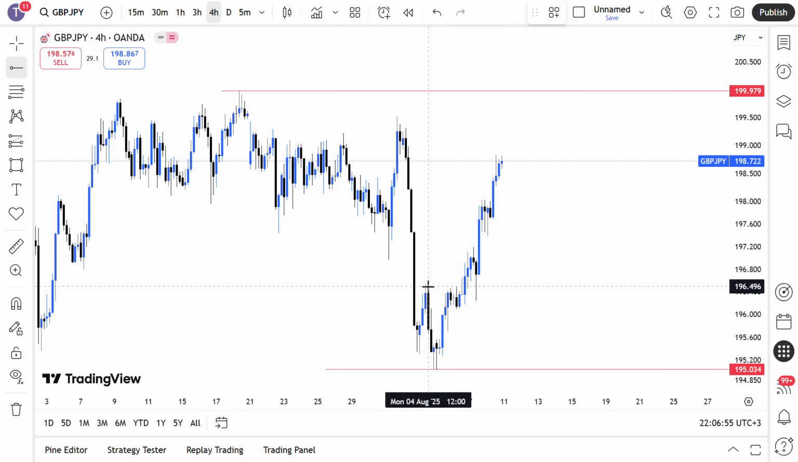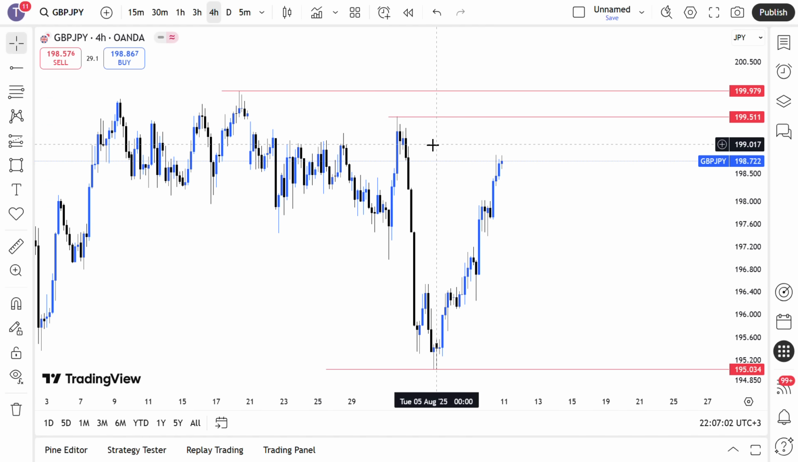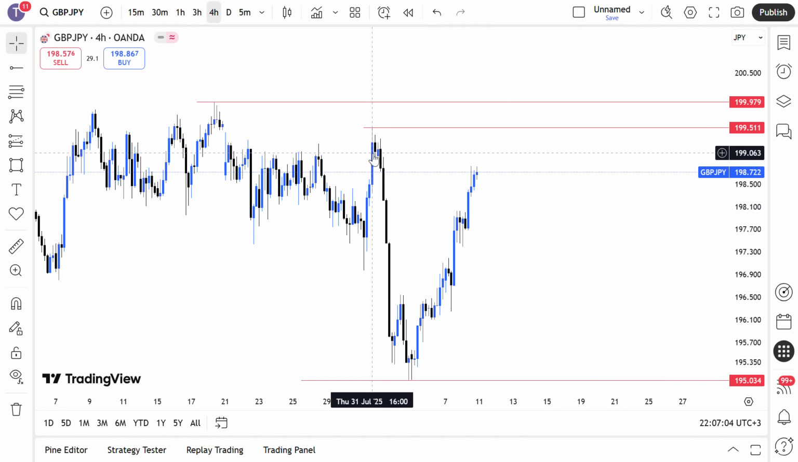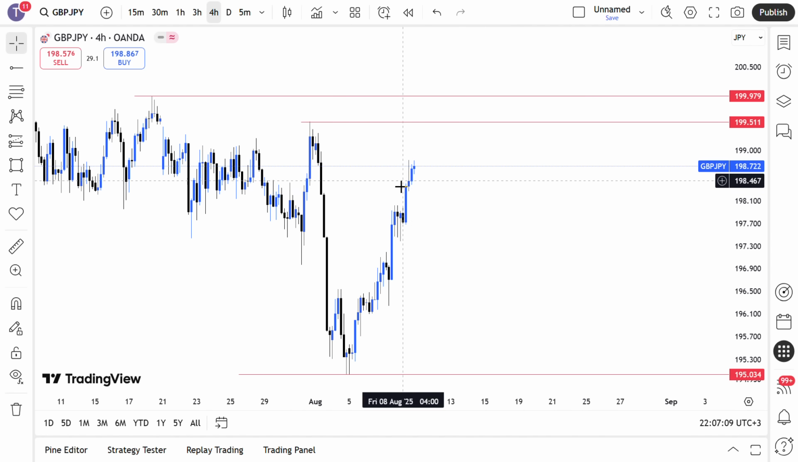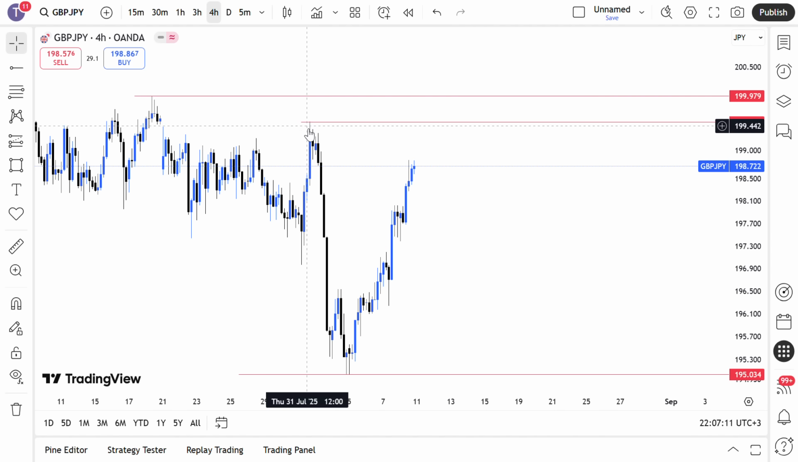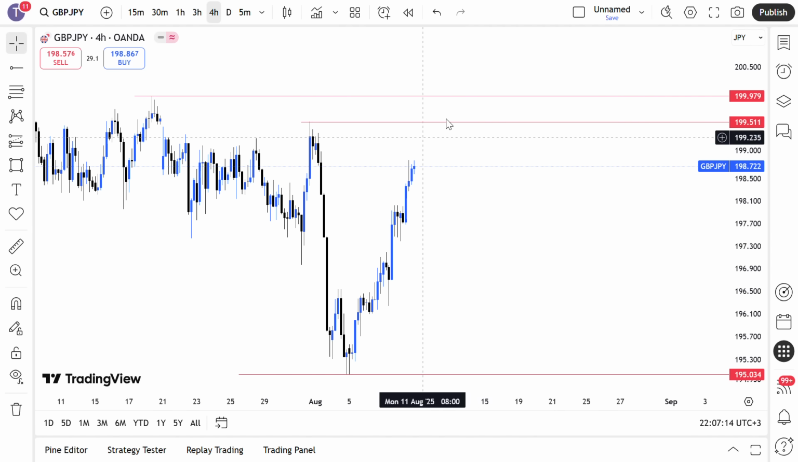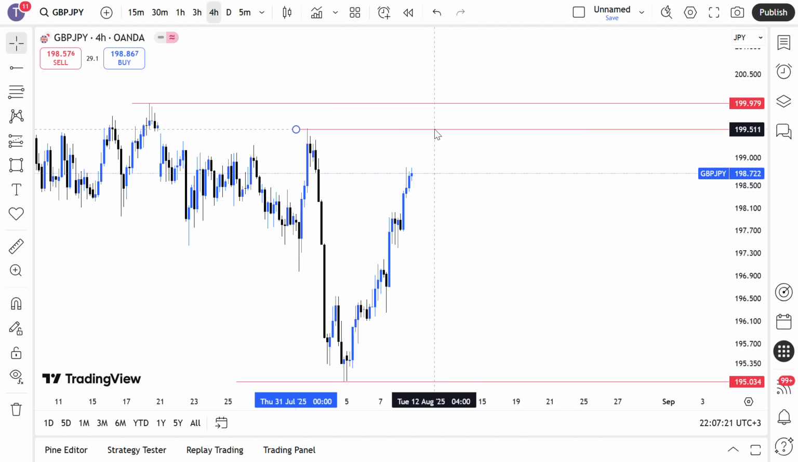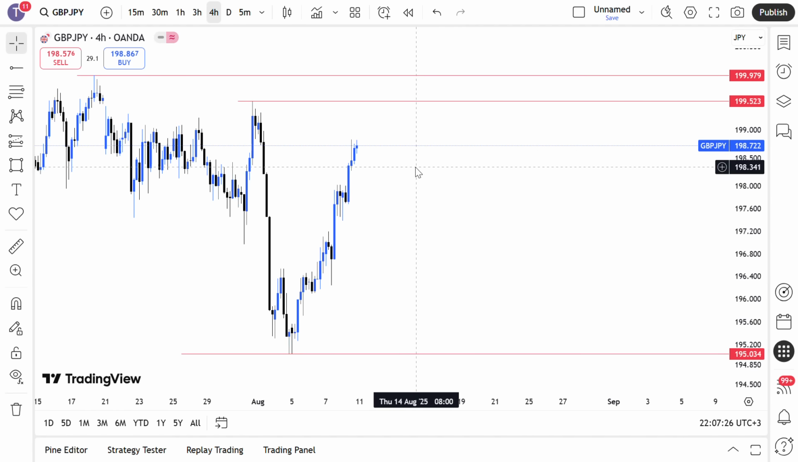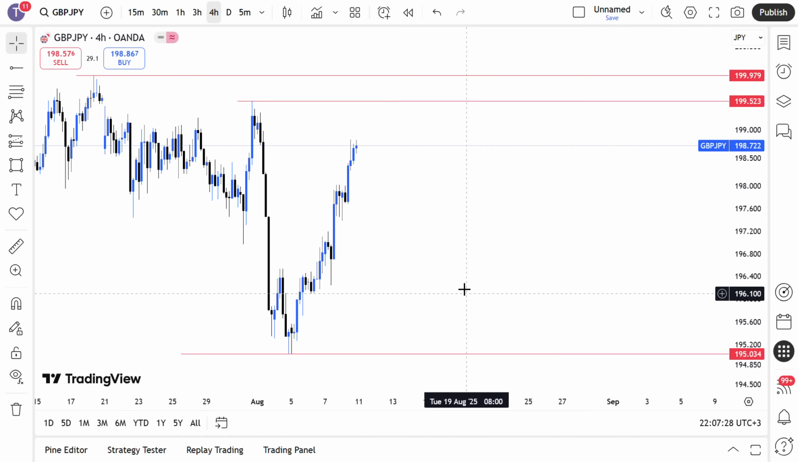Maybe the market will use this as the inducement, but for me, I will be waiting to see if I get a change of character, either from this area as the market approaches higher, and then if the market will be willing to take this high as the liquidity before going down, I expect to have a reaction from in between these two lines. So if the market will be willing to sell, I want to see a change of character from up here to take trades to the downside.